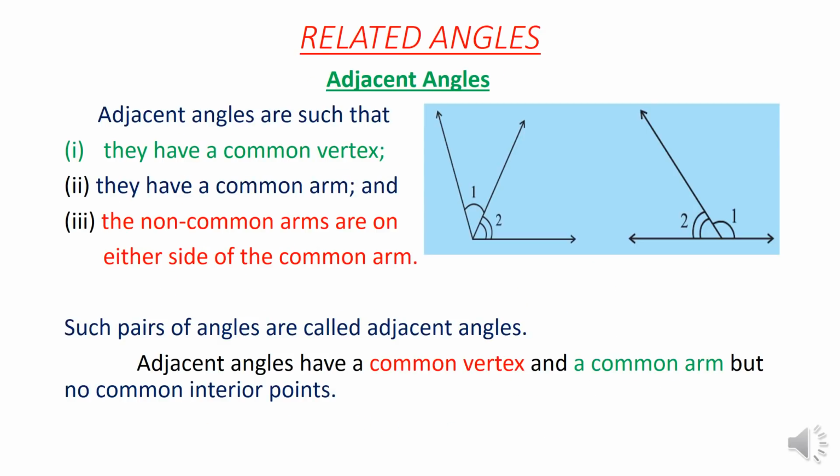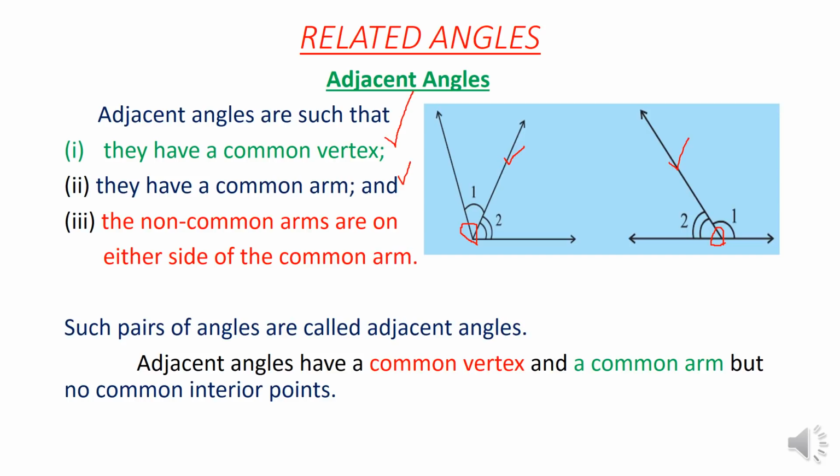Now, let us see another part of related angles: adjacent angles. Adjacent angles have three conditions. The first condition is that they have a common vertex. Here you can see the vertex is common, and here the vertex is also common. There are two angles, angle 1 and 2, but their vertex is common. They have a common arm. Here this arm is the common arm.